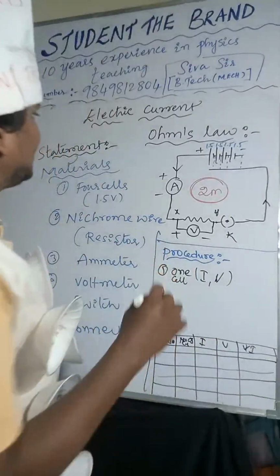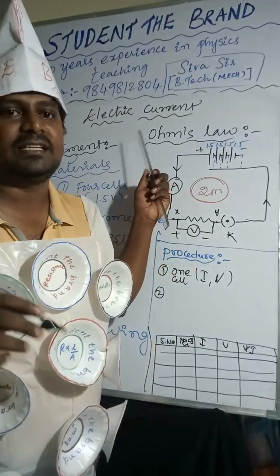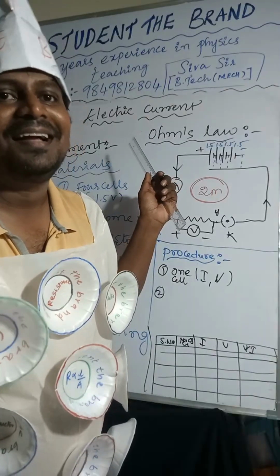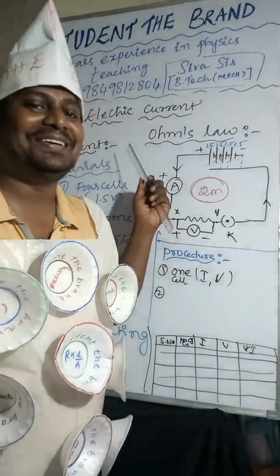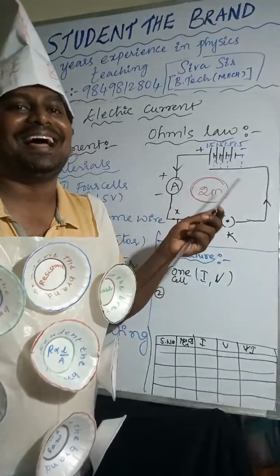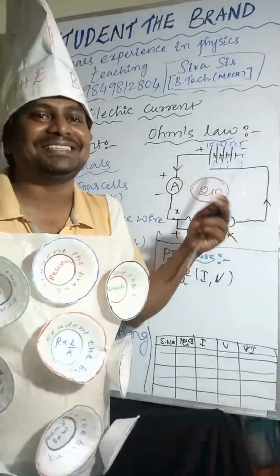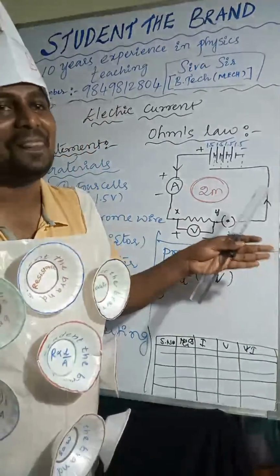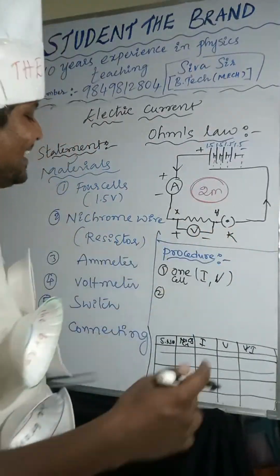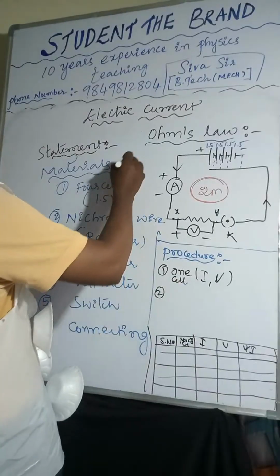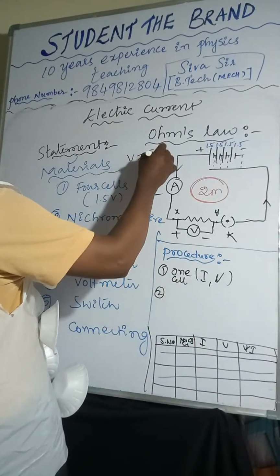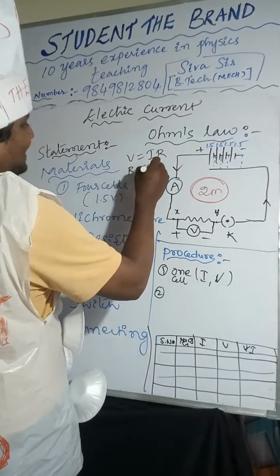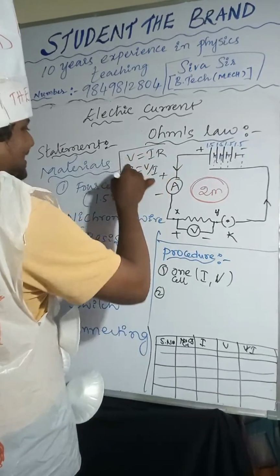So Ohm's law gives the definition of resistance. Okay, so I'm taking V equal to IR. So R equal to V by I.